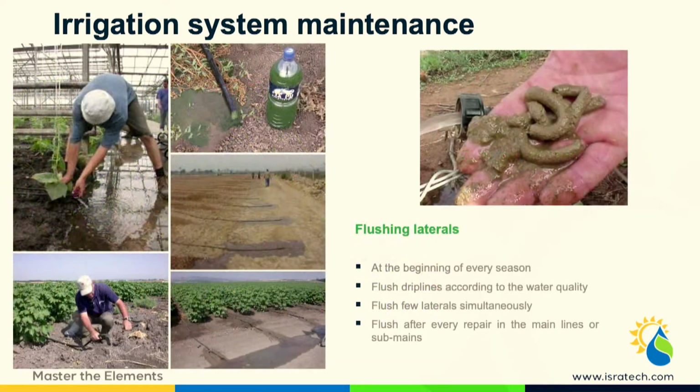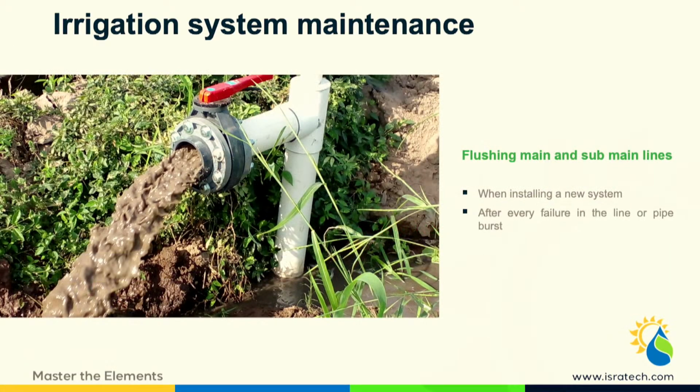So as you can see, could you please go back? Thank you. As you can see here in the picture, we are flushing, in this case, I don't know, it might be the main line, it can be a submain, but we have to remove all this debris so we can ensure that the system is working properly with clean water. The next one, please.